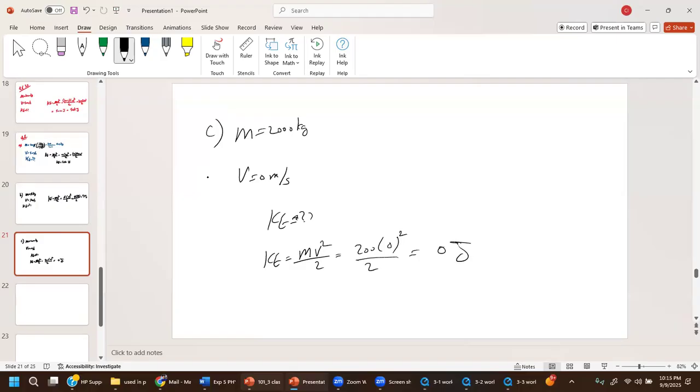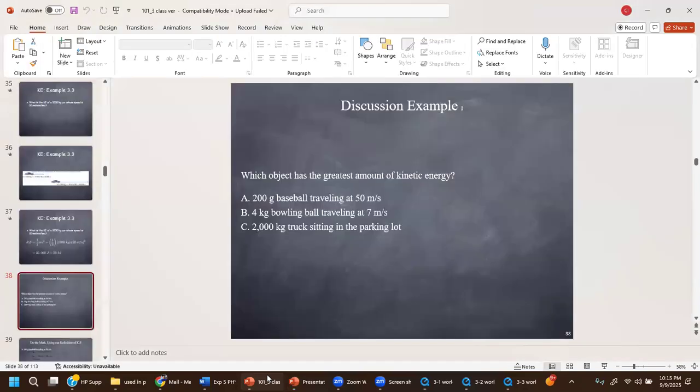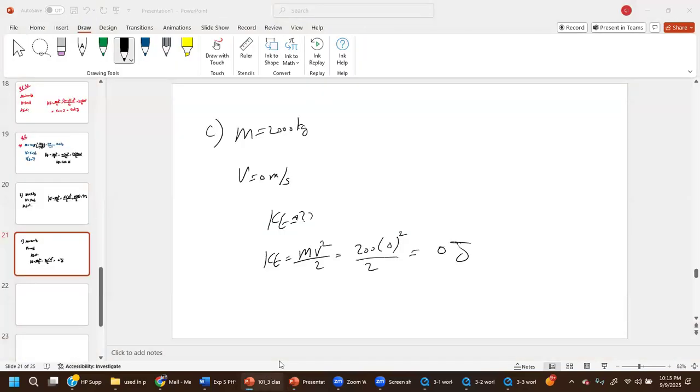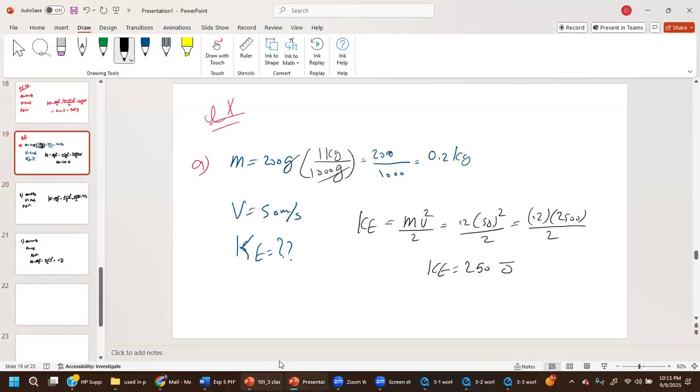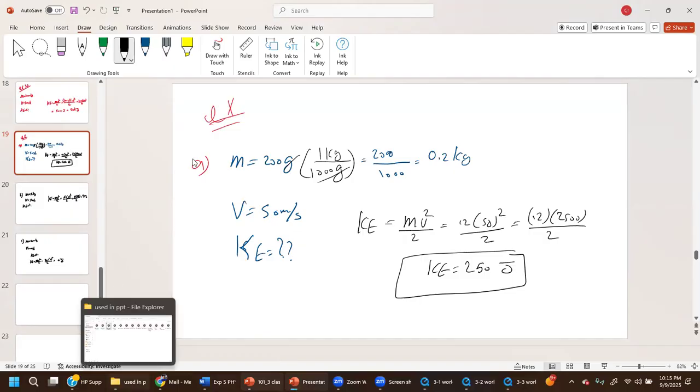So from the question that we had, which has the greatest amount of kinetic energy? Well, we had 0, we had 98 joules, we had 250. So our 250, that has the most kinetic energy. Now let's go ahead and watch a movie.